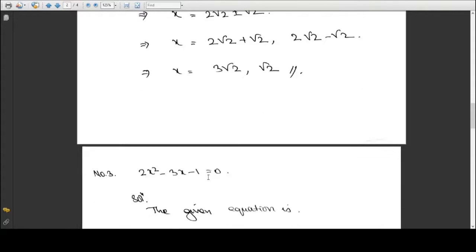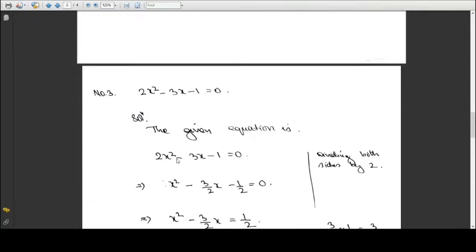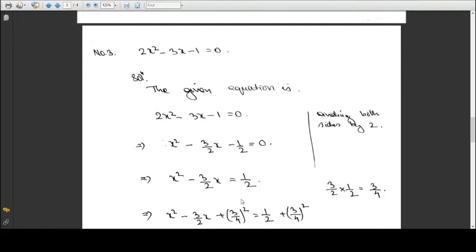Okay, and next, number 3. Here the given equation is 2 root 2x square minus 3x minus 1 equals 0. Remember I told you earlier that any coefficient of x square should be removed. How will it be removed? By dividing the whole equation by 2. You divide by 2 here, 2 gets cancelled, you have only x square. 3 divided by 2, you have 3 by 2. 1 divided by 2, you get 1 by 2. And next step, you take this to the right side, where minus will become plus.